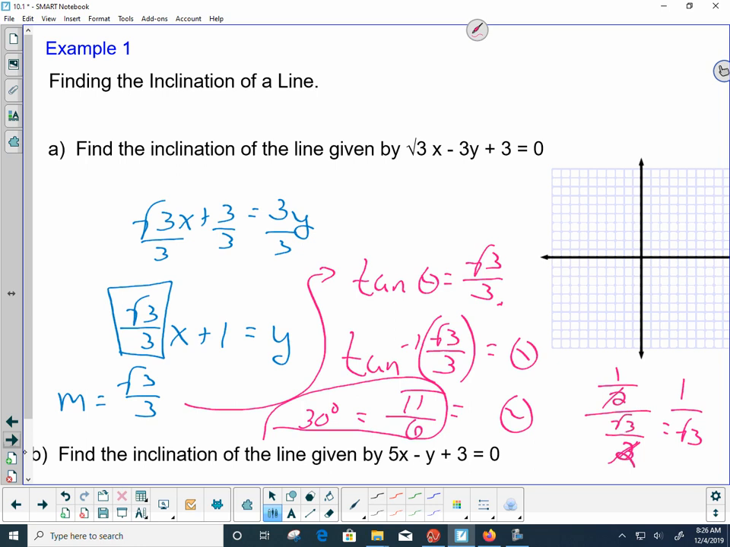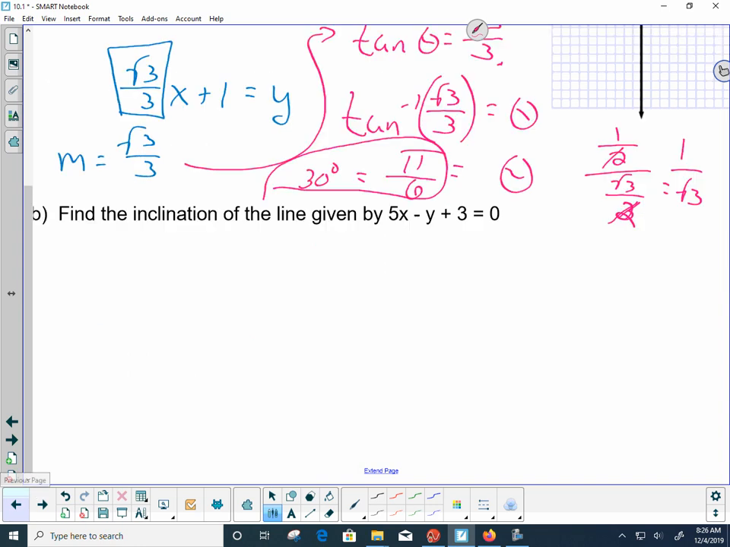At pi over 6, wouldn't the y point be square root of 3 over 2? No. At pi over 6 you are further to the left on the x side than you are up. All right, try the next one.